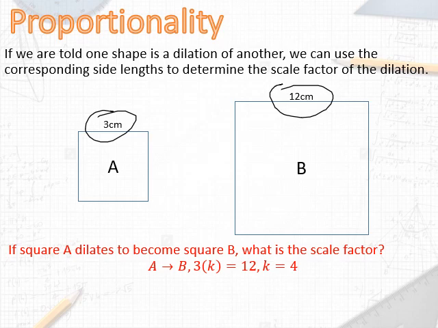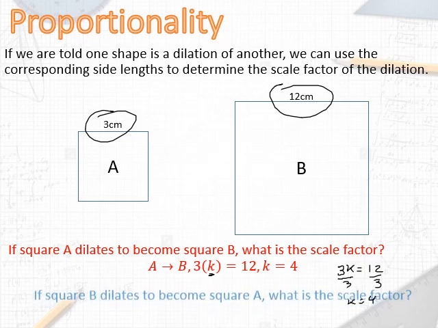So if A is going to be 3, 3 is going to multiply by some scale factor, so this is the equation we would set up, to become 12. So if 3k equals 12, to get k on its own, we would divide both sides by 3, and we would get k is 4, right? So scale factor of 4.